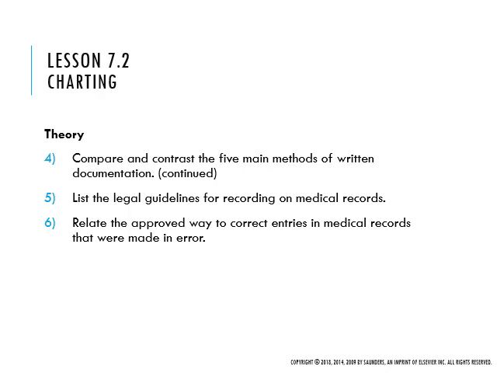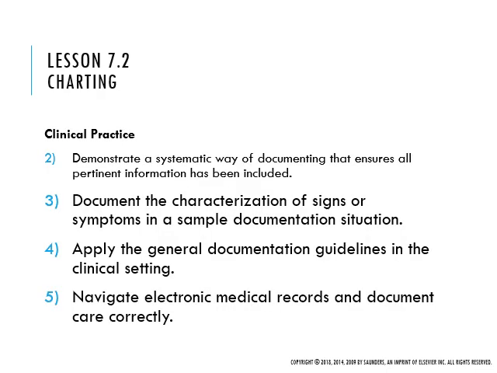Second section of Chapter 7, we're going to compare and contrast the 5 main methods of written documentation. List the legal guidelines for recording on medical records. Relate the approved way to correct entries in medical records that were made in error. In clinical practice, we'll demonstrate a systematic way of documenting that ensures all pertinent information has been included. Document the characterization of signs or symptoms in a sample documentation situation. Apply the general documentation guidelines in a clinical setting. Navigate electronic medical records and document care correctly.